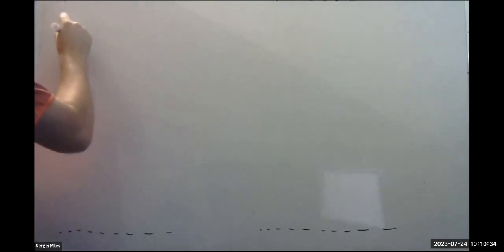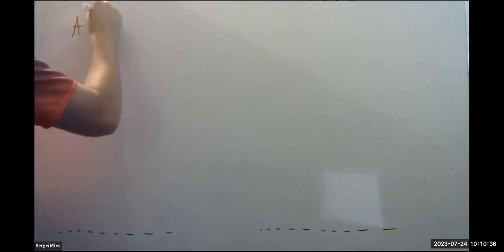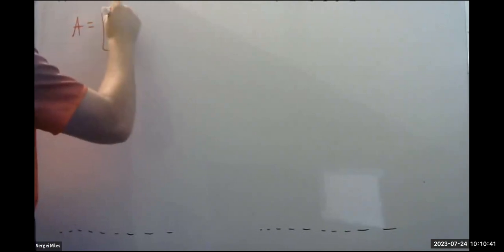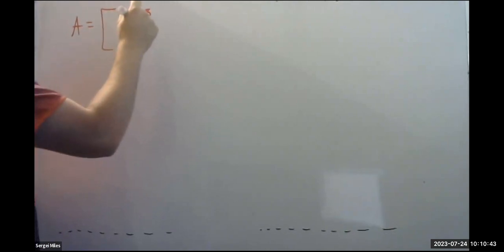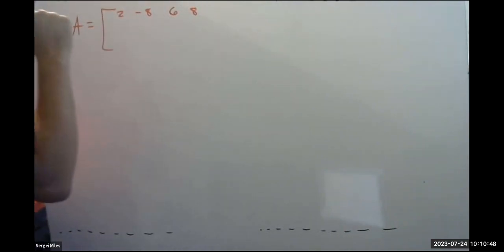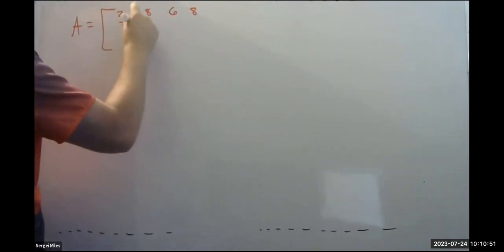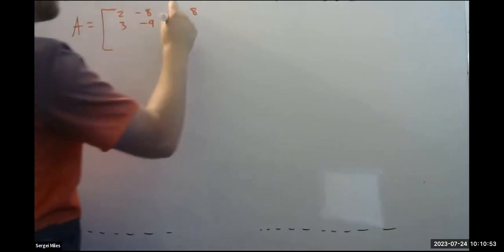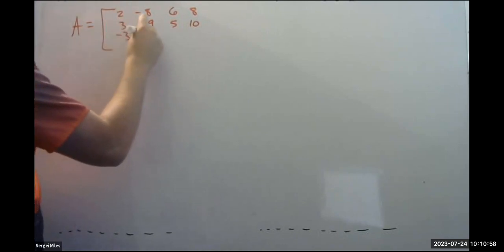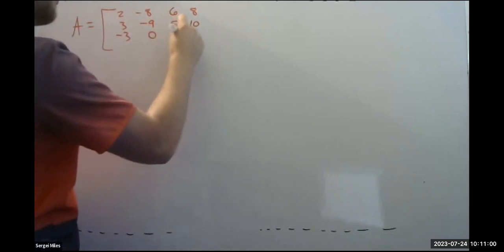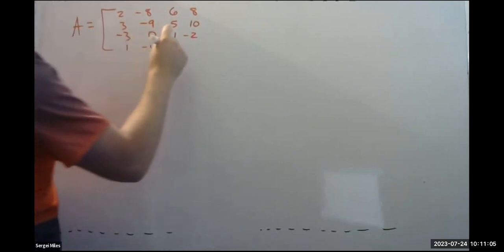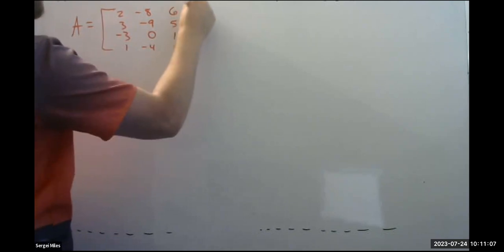So here is our matrix. 2, -8, 6, 8. And then we have 3, -9, 5, 10. -3, 0, 1, -2, 1, -4, 0, 6.